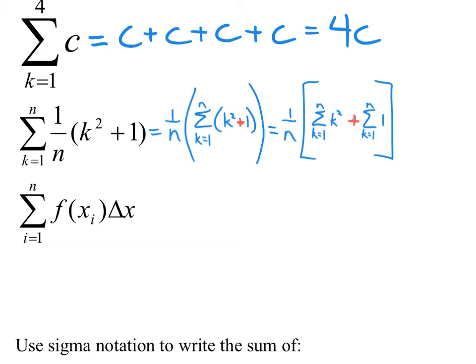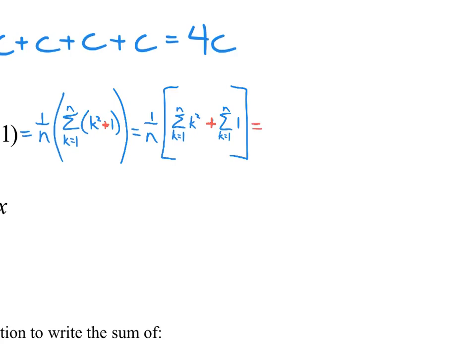Okay, the k squared, we got a formula like you were talking about. What'd you say, Drew? One's a constant. So the sum from k equals 1 to n of 1 is? N. 1 times n, which is n. Okay?